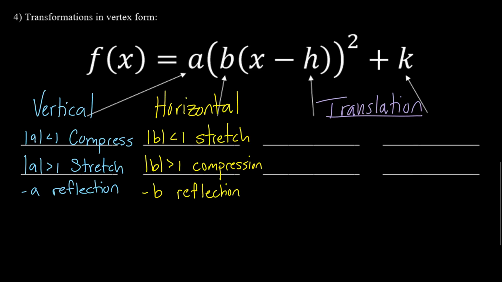Now, the H makes the function move how? To the right or left. If H is negative, where does it go? To the right. Yes, it's still inside the parentheses, so it's backwards from what you would think. And if H is positive, where does it go? To the left. Perfect. If K is negative, what happens? It goes down. It's normal now. And if K is positive, where does it go? Up. Perfect.